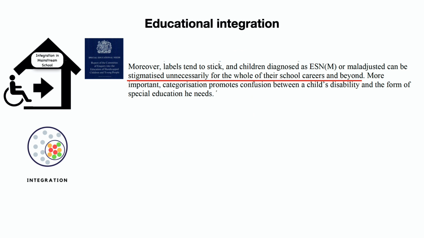Identifying children according to disability categories often stigmatized them and provided limited relevant information about their actual educational needs. In fact, children with the same disability label were treated as a homogeneous group with broadly similar educational needs, yet in practice these needs often varied widely.